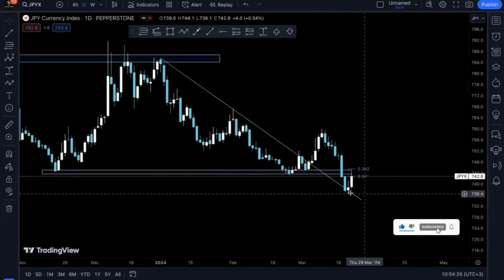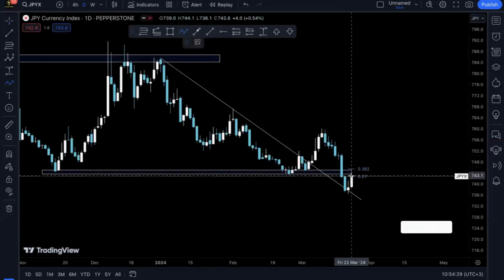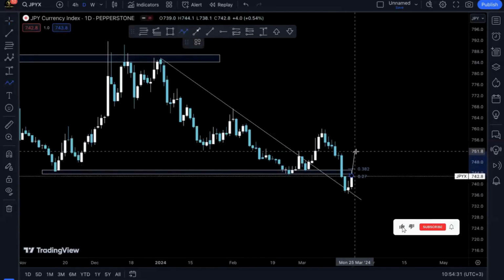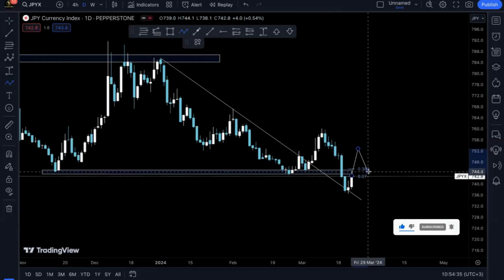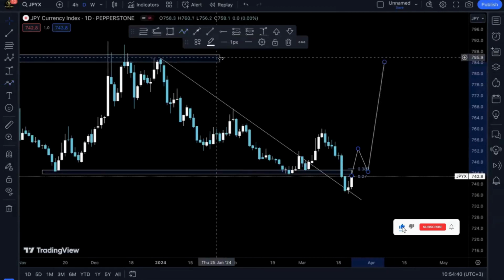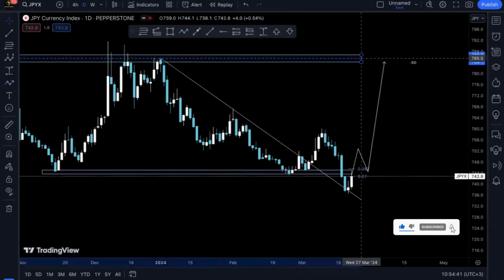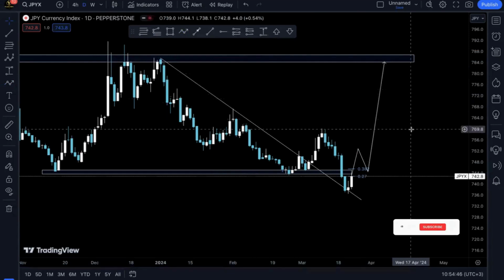However, we still cannot ignore the fact that prices just broke the structure and are below here, creating a lower low. So what I'll be anticipating, should I be looking for a buy, is to see prices pump above this structure and then give us a higher low. Then we'll be looking for buys for prices to pump until they reach somewhere up here, which is what I'm anticipating to see happen this coming week on JPYX.